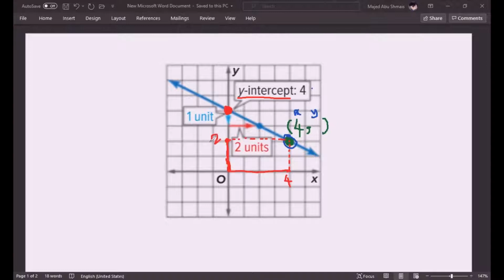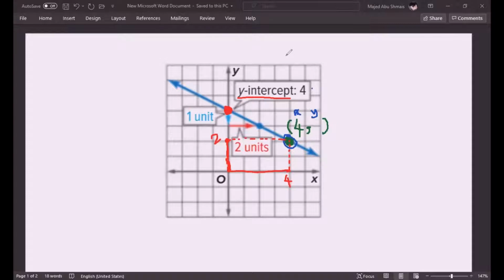Okay, is it positive or negative? Yes, absolutely, it's positive because we are going upward on the y-axis. If we go downward like this, it will be negative. The same thing for the x-axis. If we move to the left of the origin, it's negative. But because this point is on the right of the origin, it's 4 units positive.